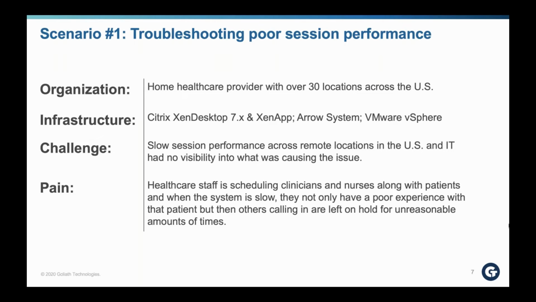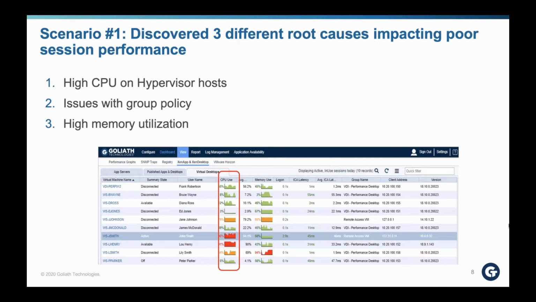So it was this sort of pain that caused them to reach out to Goliath Technologies. And as soon as we deployed our technology, Stacy talked about embedded intelligence and automation, we were able to discover a number of issues that were actually impacting their session performance. And before we show you how we did that, I just want to show the issues that we were able to pick up.